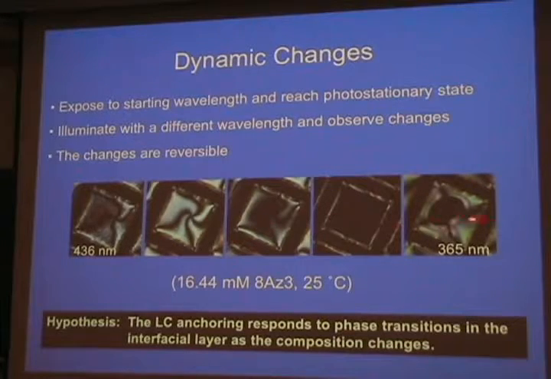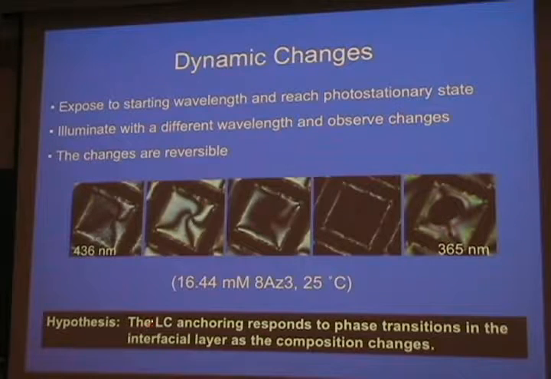And we go through this sequence of phases. First, we see uniform tilted anchoring, and then we see some homeotropic regions appear, then it becomes all homeotropic, and then we see this other phase come in with very large tilt angles. So if we turn off the 365 nanometer light and go back to 436, this sequence reverses, and so this has all the characteristics of various kinds of phase transitions going on: phase coexistence, reversibility.